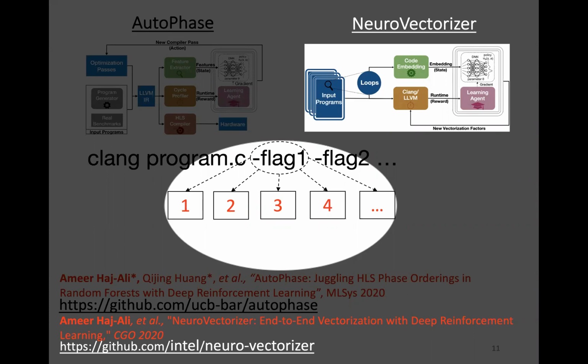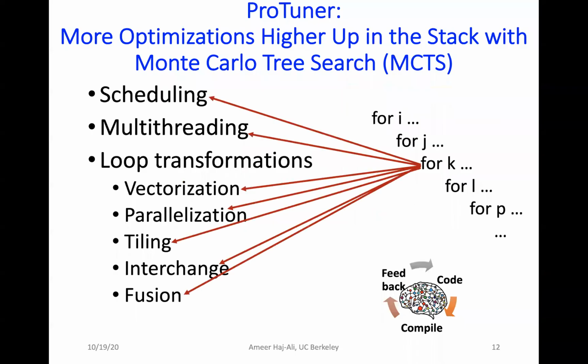Then later, we wanted to do more optimizations higher up in the stack that involve higher-level compiler optimizations that require scheduling, reordering, multi-threading, and things like that for every section of the code. For that, we built ProTuner, which uses Monte Carlo tree search, which is also one of the promising methods for solving MDPs, to address this task.